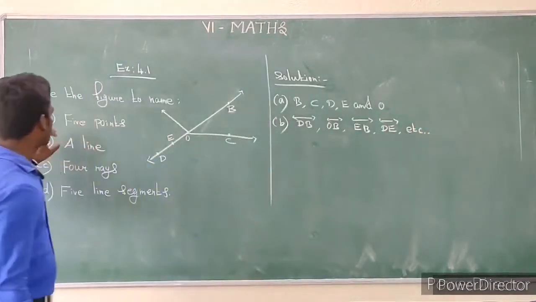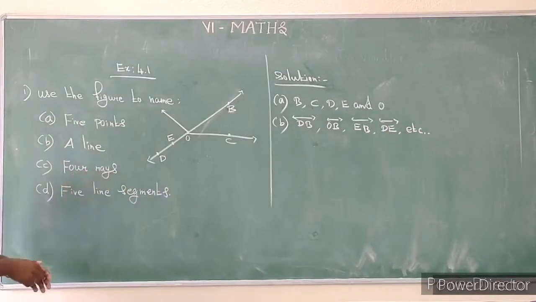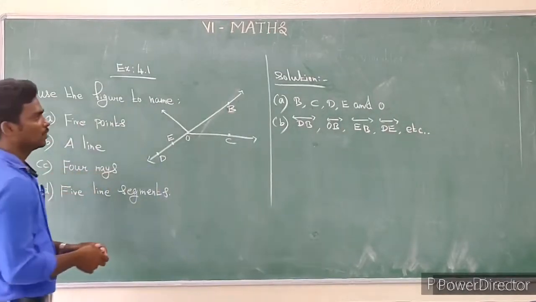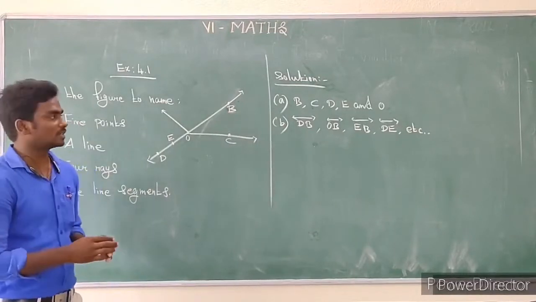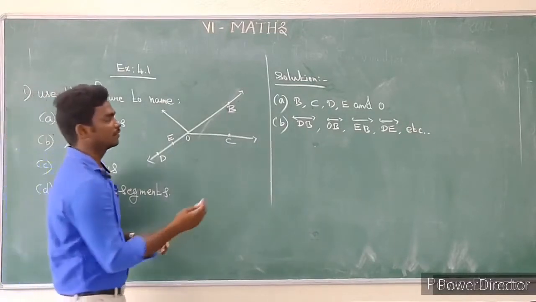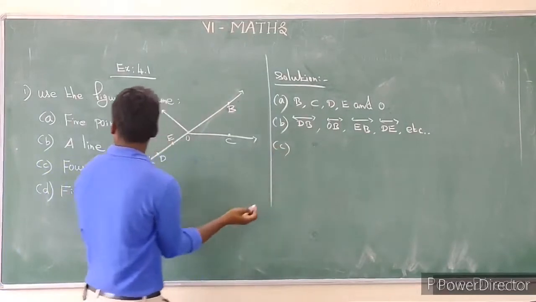Next is question 3, 4 rays. What is meant by a ray? A ray has only a starting point and goes endlessly in one direction.